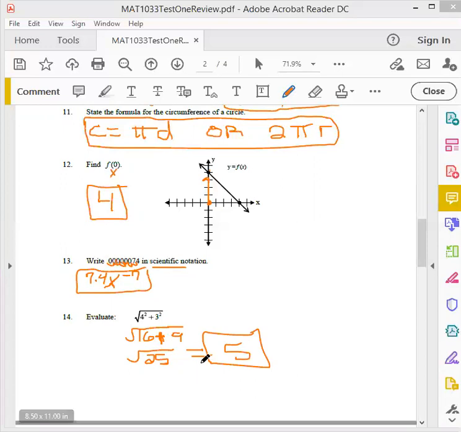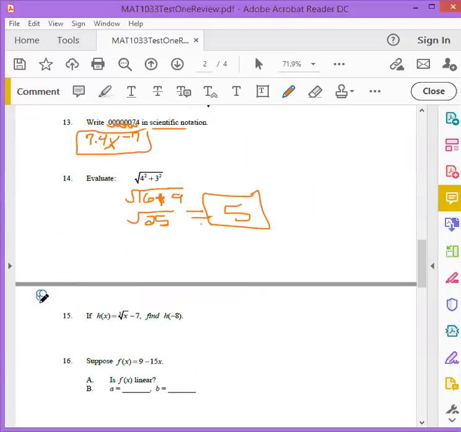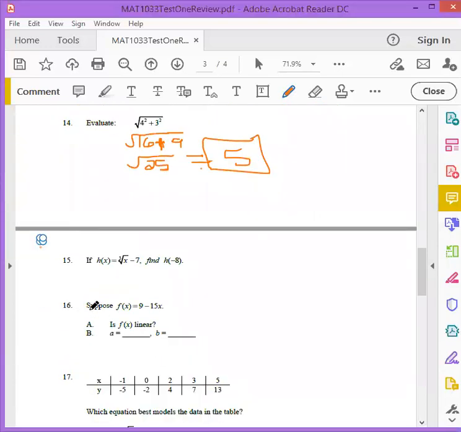Now let's look at number 15. If h of x equals the cubed root of x minus 7, find h of negative 8. So here we're substituting negative 8 everywhere we see x. So h of negative 8 equals the cubed root of 8 and then minus the 7.